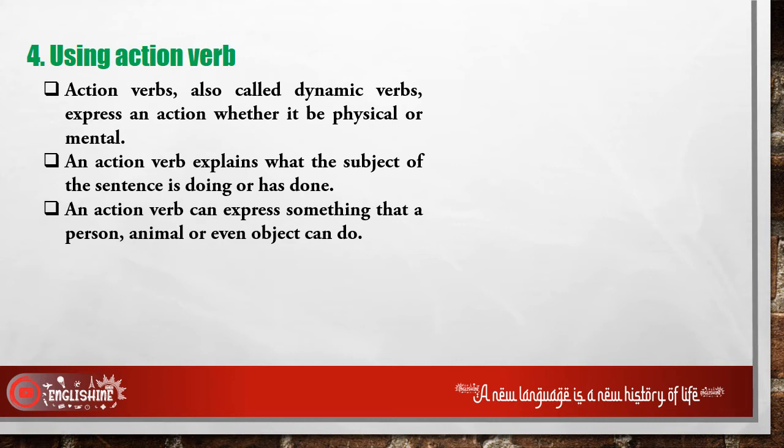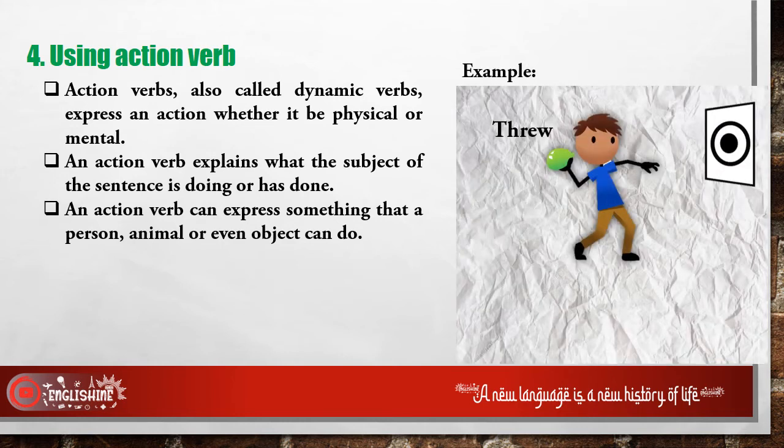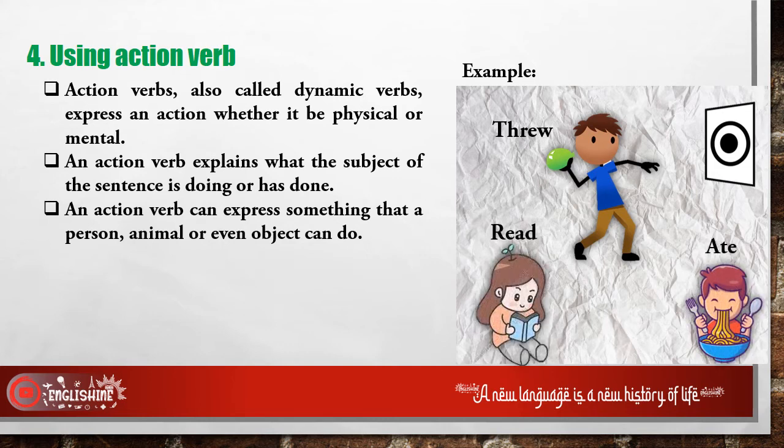To determine if a word is an action verb, look at the sentence and ask yourself if the word shows something someone can do or something someone can be or feel. If it is something they can do, then it is an action verb. For example, look at this picture. He did exercise, then read, and then ate.